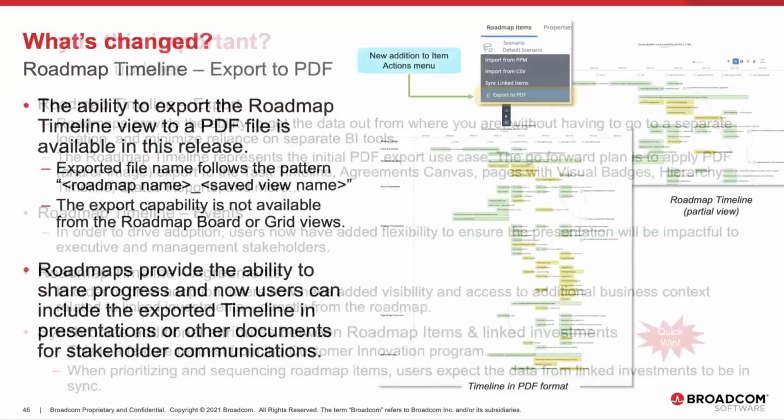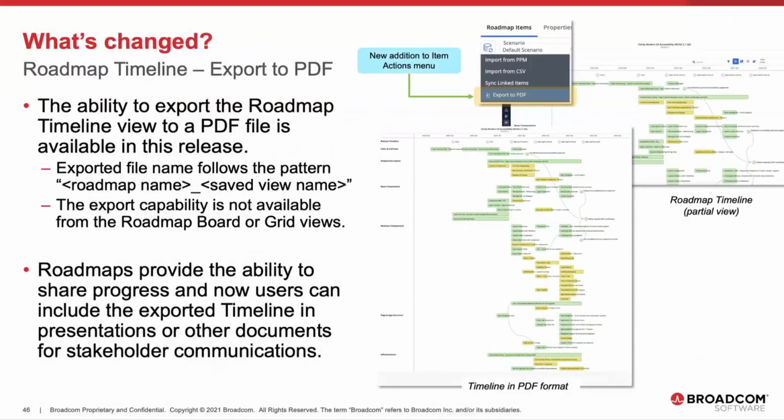So what's changed? We'll start there with export to PDF. It's now available directly from the roadmap timeline view. It's not available on the board, it's not available on the grid, but you can see it there as an extra pull-down option from the timeline view. That export file is named using the pattern of roadmap name and the saved view that's in use.